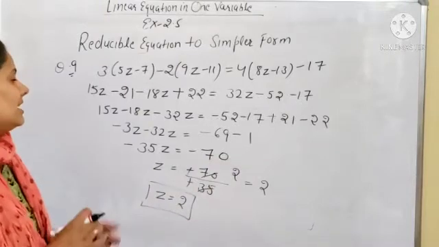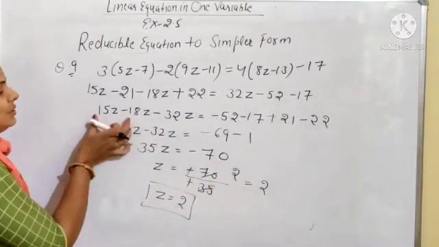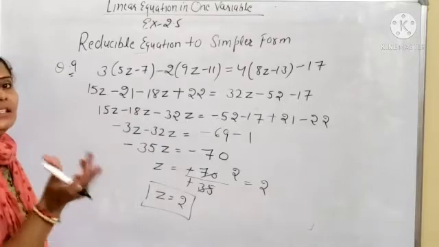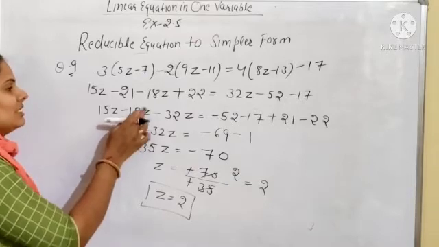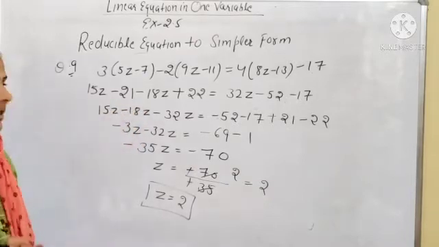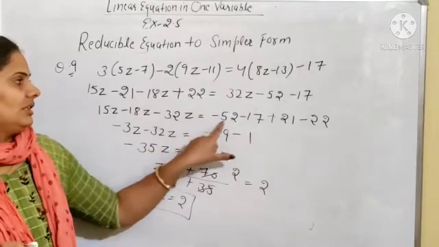Okay. Now next step, equate them simply. So 15z minus 18z, one positive, one negative. So 18 minus 15 you will get 3z, and it will be negative because the greater number is 18 and its sign is negative. Minus 32z is equal to this one and this one, minus minus plus, so it will be minus 69 plus 21 minus 22, it will be minus 1. Clear? Now 3 and 32, minus minus plus, so it will be 35, but the greater number is 32, so the sign will be negative. Here also minus minus plus, so 69 plus 1 it will be 70, but the greater number is 69, so the sign will also be negative.